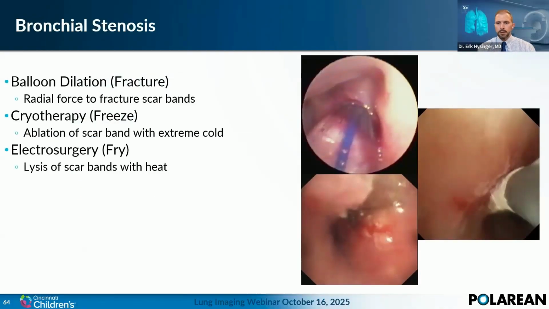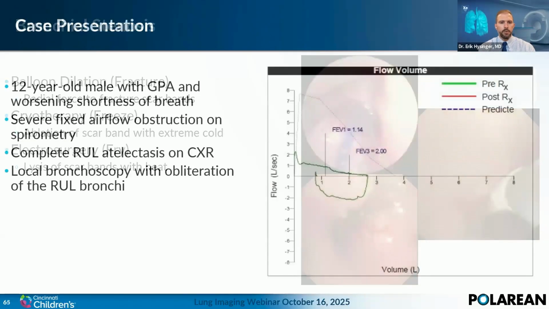So if we're managing our stenosis, there are just three things that we can really do that we're leaning on. We can freeze it, we can fracture it, we can fry it. With trying to fracture it, balloon dilations can crack open scar bands. Freezing it, we'll use cryotherapy to devitalize scar bands and help shrink those up and prevent them from reforming. We also are using more and more electrosurgery so you can cut through the bands to create more and more space. And just an example coming up of where we've used this before.